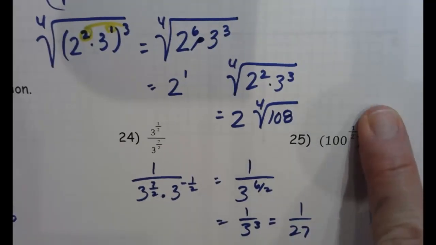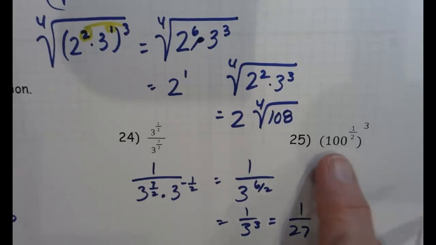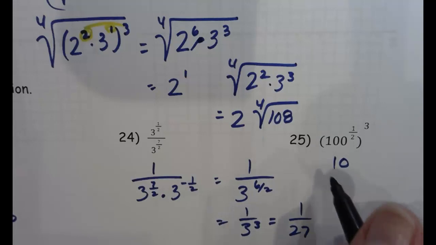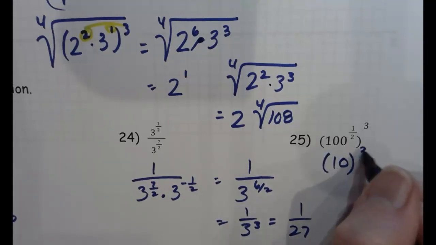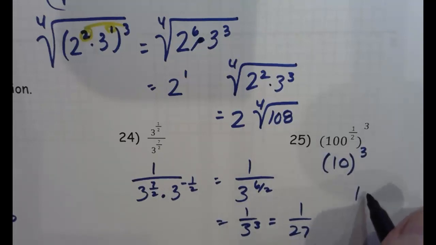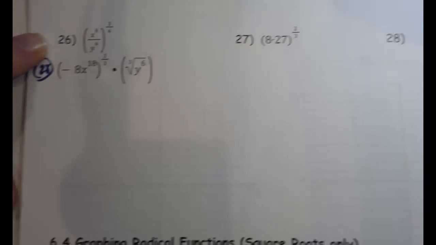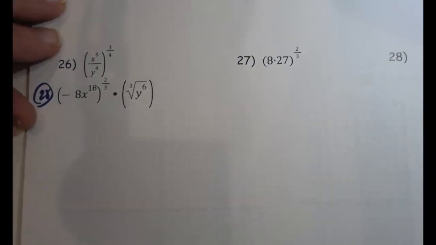Next, number 25, if we follow order of operations, this one's super simple, because if we do what's on the inside first, that is 100 to the 1/2. That's 10, because the 1/2 power is the same as the square root. So we end up with 10 cubed, and 10 cubed is 1,000. So very quickly, 26, and the typeset's a little bit off, but 26 is up here.